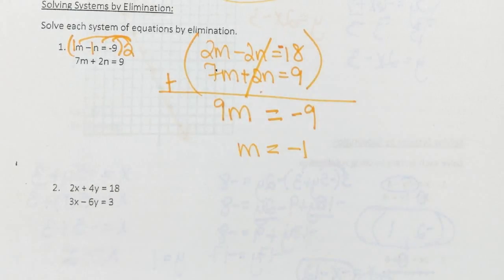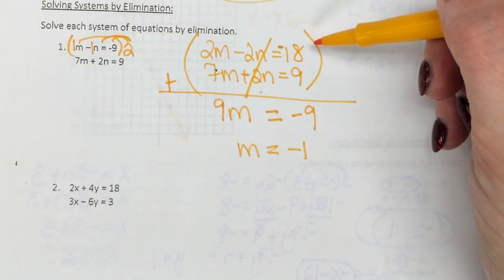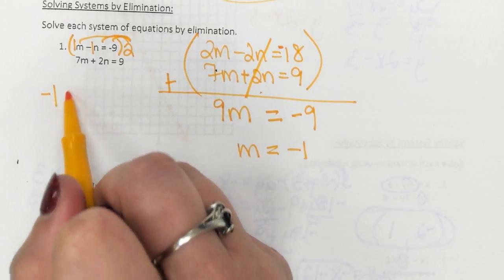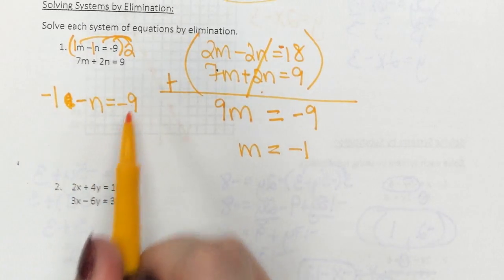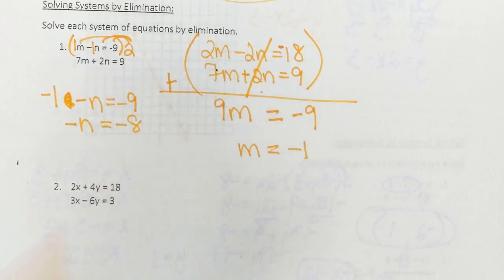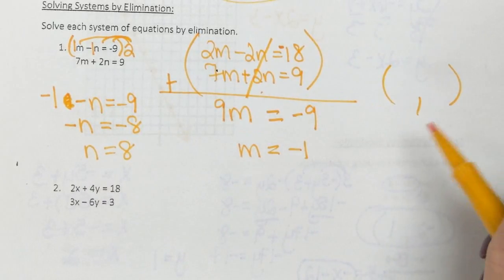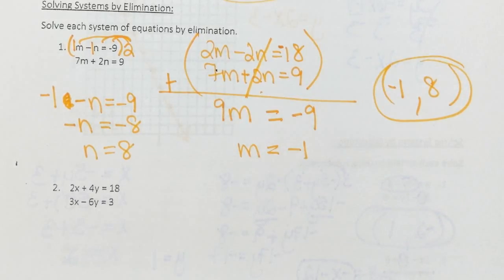Alright, so you get m equals negative 1, right? So you have 3 options to plug into. You have the original 2, and you have the one where you multiplied by 2. It doesn't matter. Which one? Top one? That's probably the one I would do. Oh, it's minus. So then we're going to add that 1 over. So we would have negative n is equal to negative 8. And then divide, and n equals positive 8. And what's your ordered pair? How'd you know the negative 1 came first? Alphabetical order. Very good.